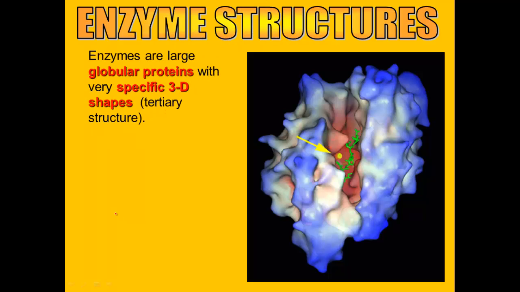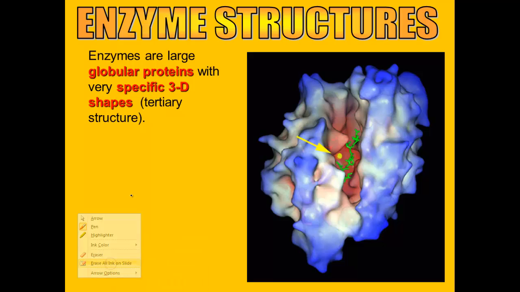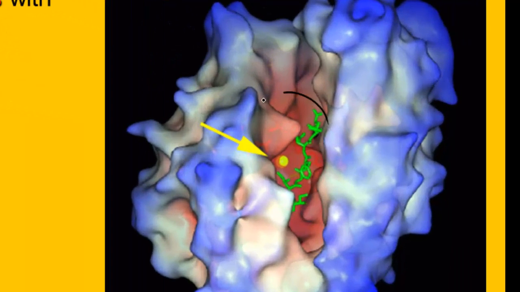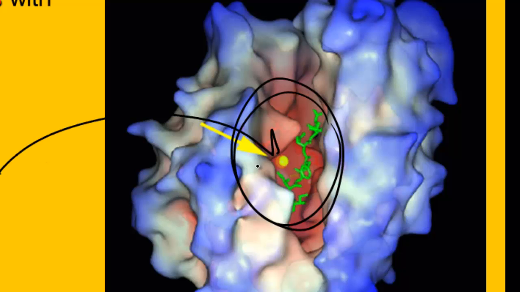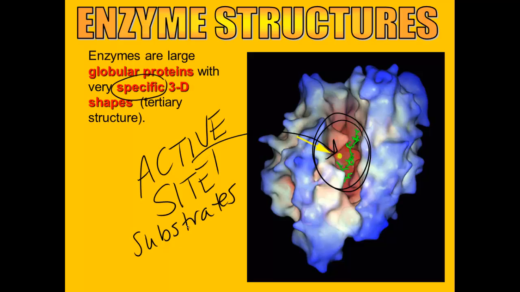So an enzyme, we know from our study of proteins, is a three-dimensional globular protein. They have a very specific shape. This is the tertiary structure of a protein that I'm talking about. And you'll notice right here in this section of the protein, that is called the active site. And the active site is where the magic happens. This is where the substrate will join the enzyme.